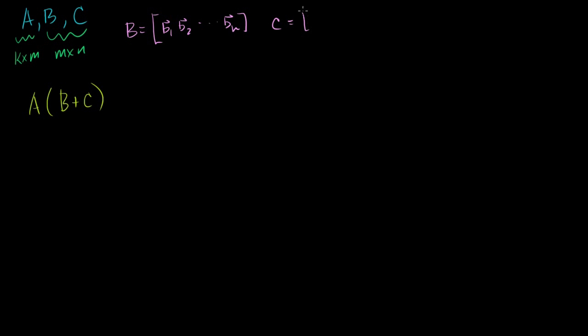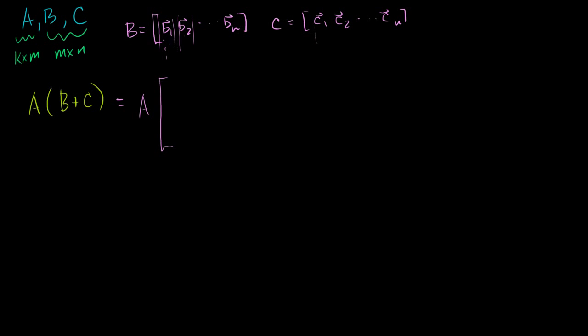So the matrix C could just be represented as a bunch of column vectors, C1, C2, all the way to Cn. And maybe I should have drawn this taller. These are column vectors, so they actually have some verticality to them. I think you've seen that multiple times. So what is A times (B plus C)? Well, let's figure out what B plus C is.